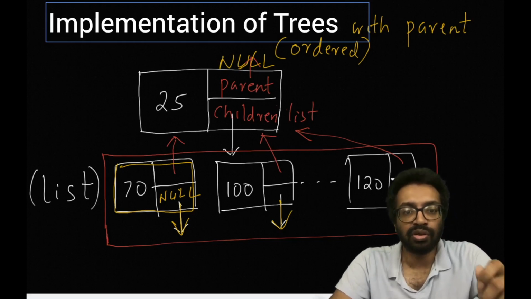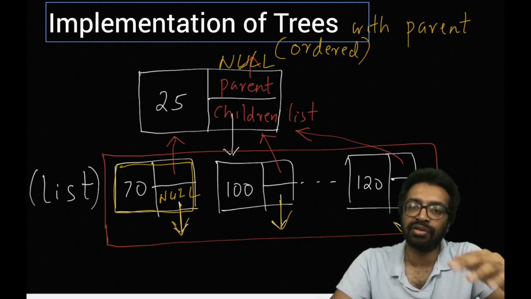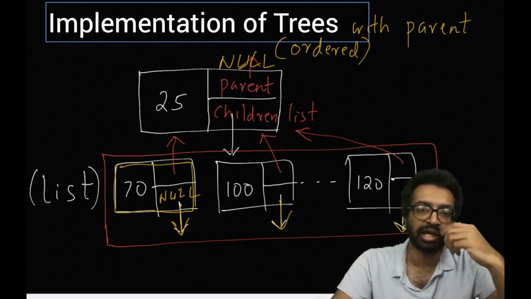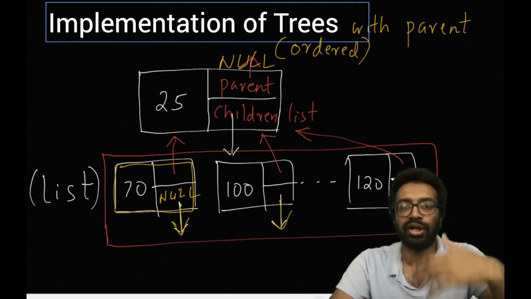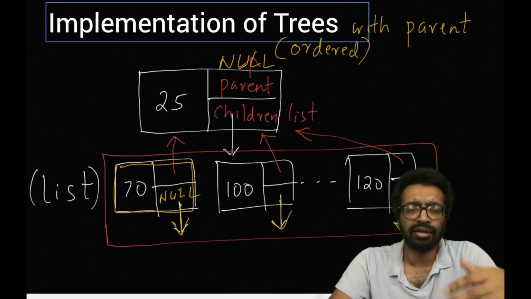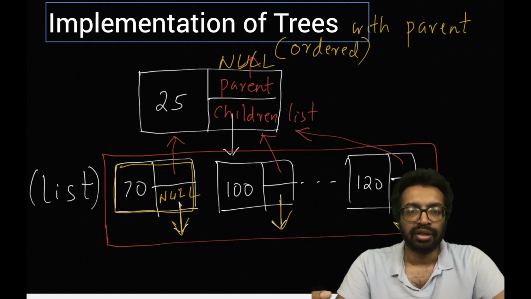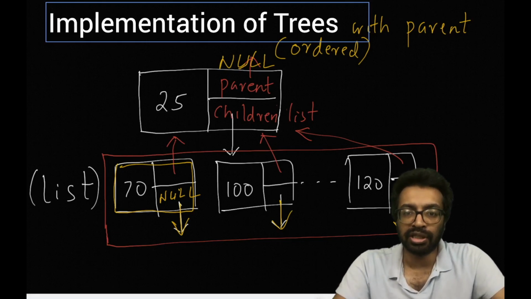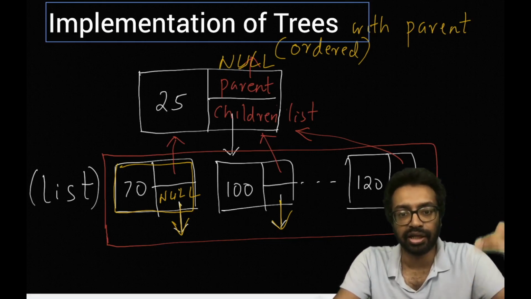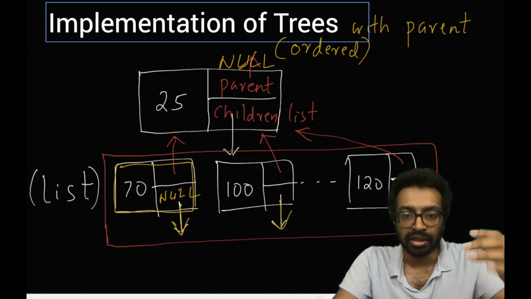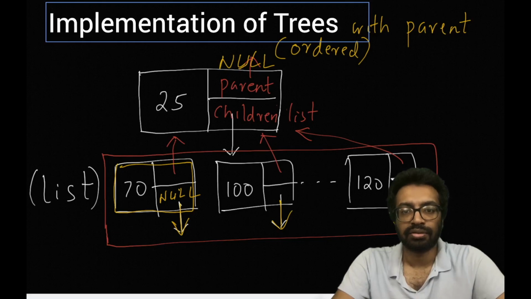Secondly, I can also now traverse. Given a node, I can traverse to its parent. How can I traverse to its parent? I take the pointer to the parent node and I go up. I can traverse up. I can also traverse through its children. I can go to the list of children, and I can go to the first child or the second child, etc. And I can traverse those children, right?